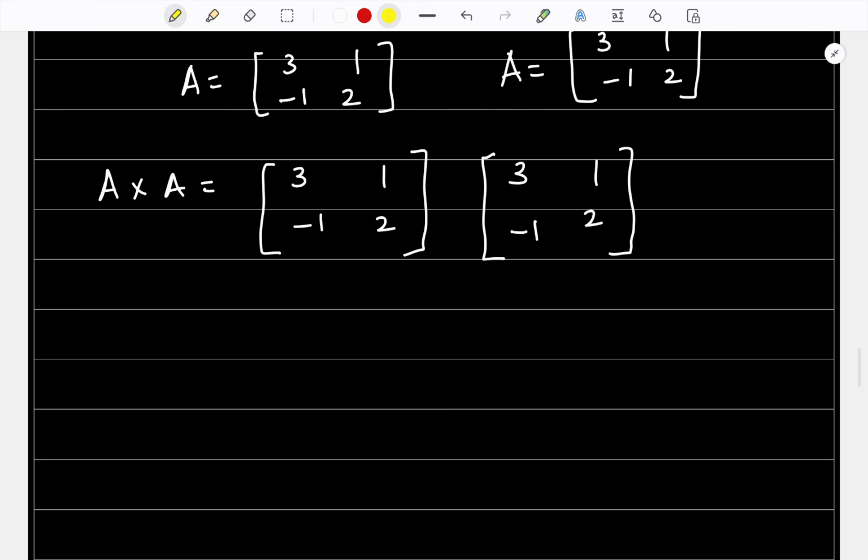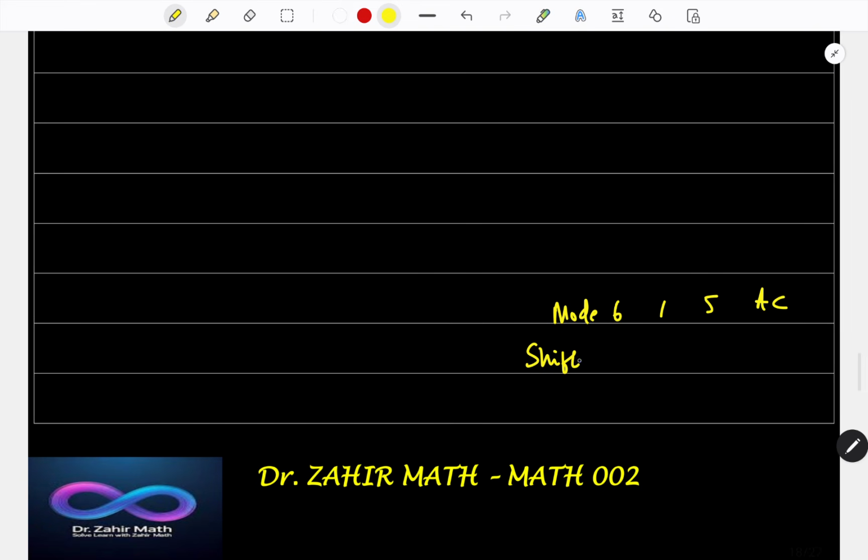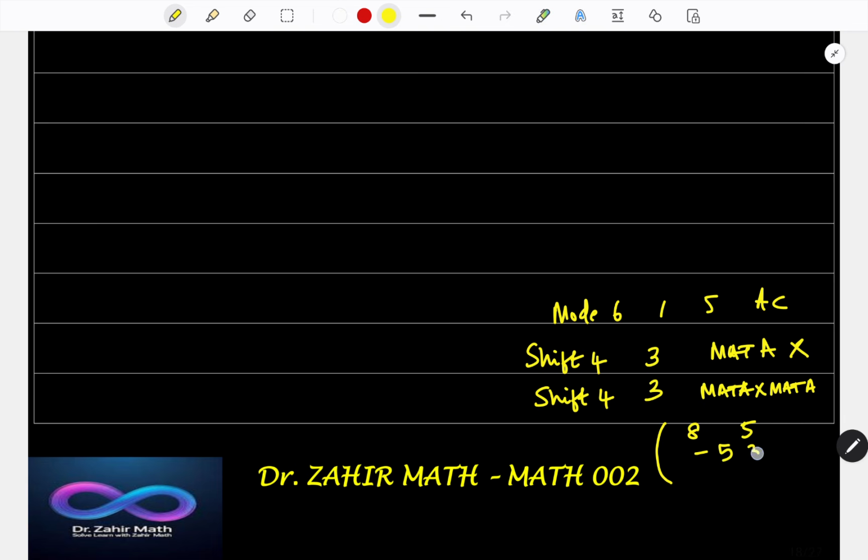So now what you're going to do? You're going to do Shift 4, and you press number 3. Mat A will come on the screen. Then you put the multiply symbol and then again Shift 4, press number 3, and your screen will now show Mat A times Mat A. Okay. Then press equal. If you press equal, you will get 8, 5, minus 5, 3.